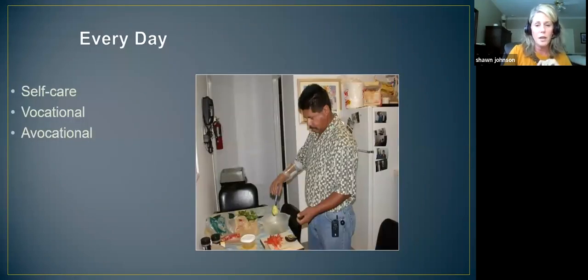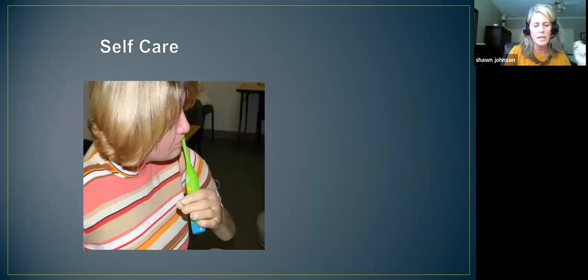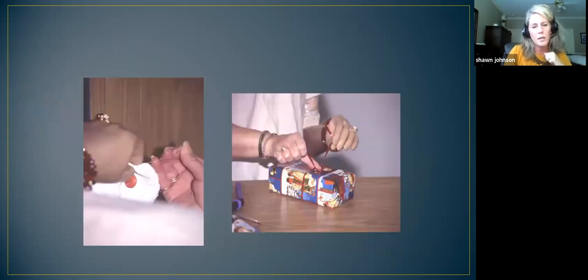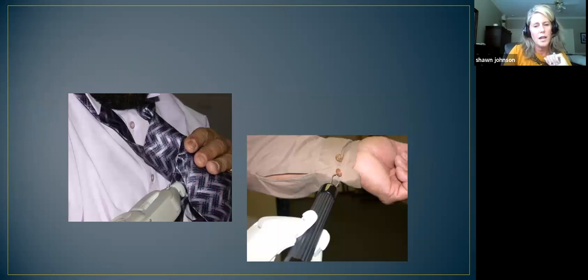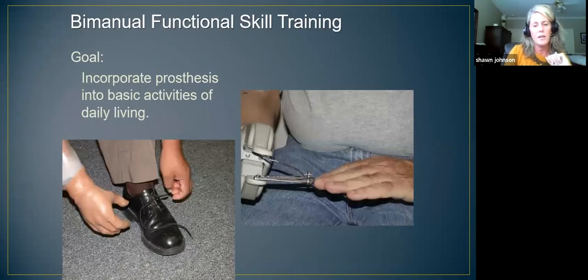So here's just some examples of individuals doing their two-handed tasks. So we've got self-care, we've got vocational things that we're gonna address through these next couple slides. So this is just meal prep. When it comes to self-care activities, brushing teeth, wrapping a present or sewing a button on, fixing a tie, using a button hook to fasten buttons on a sleeve, tying shoelaces, clipping nails. This is quite impressive. But incorporating the prosthesis into basic activities of daily living, making it spontaneous.